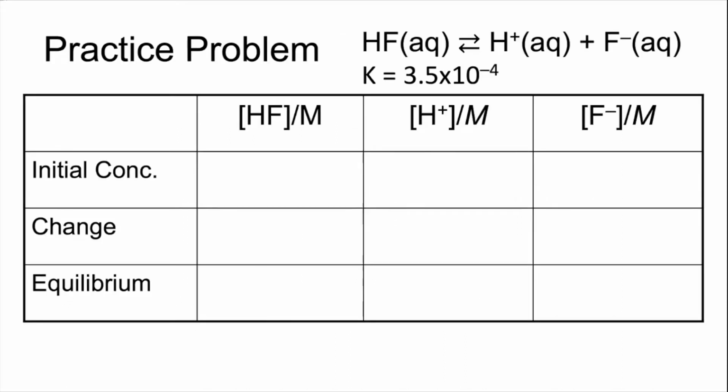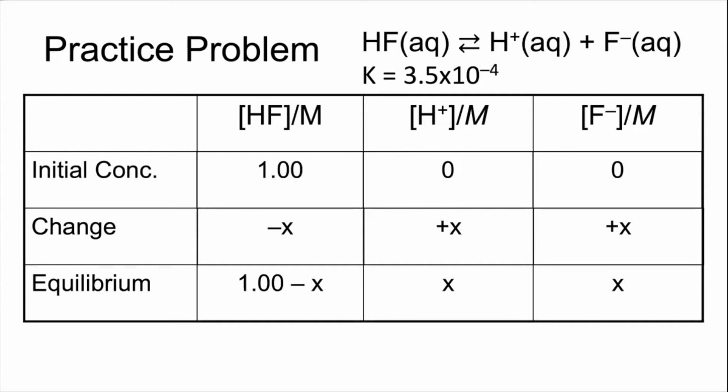So we're going to use a RICE table. So we have HF, H plus, and F minus. I know my initial concentrations because they gave them to me in the problem. I'm going to use my stoichiometry to write my change row. Because it's going from left to right, I'm going to lose a certain amount of HF, that'll be minus X. And because all my coefficients are 1, I'm going to gain X amount of H plus and of F minus. So the negative sign from the HF, the positive sign for the H plus and the F minus, because those are being produced. And now I'm going to get an expression for the equilibrium concentrations.